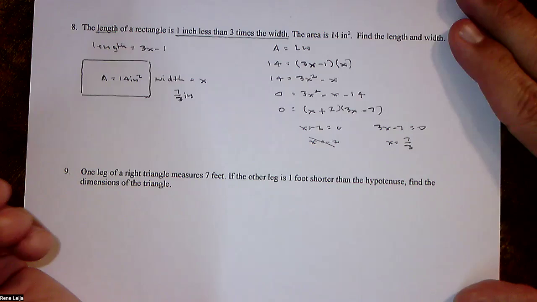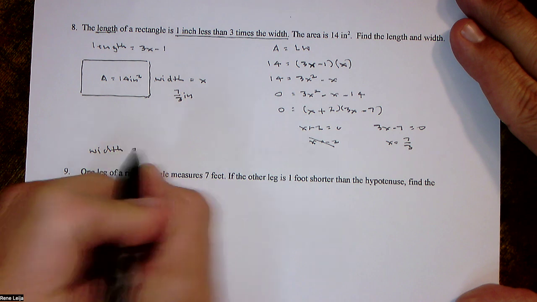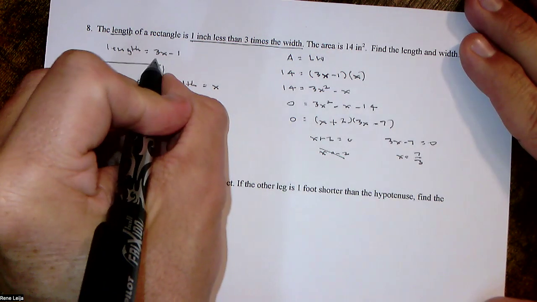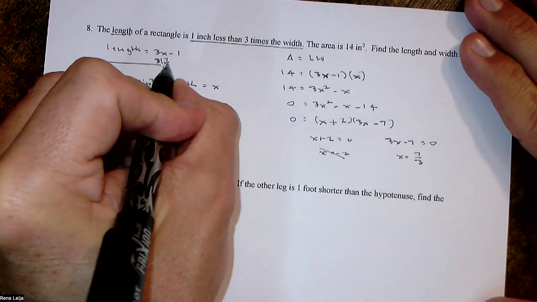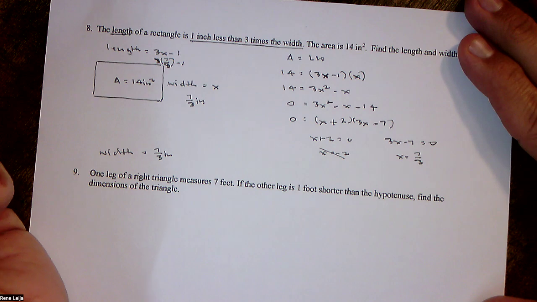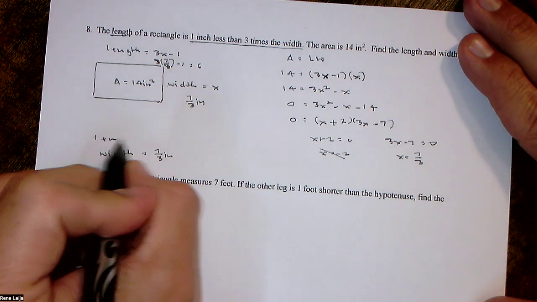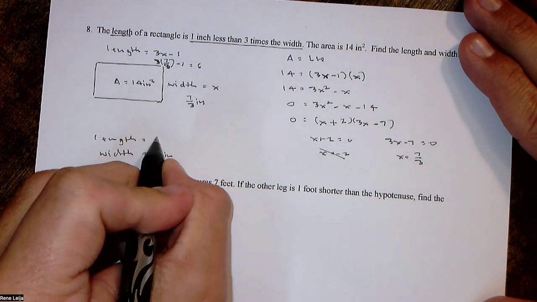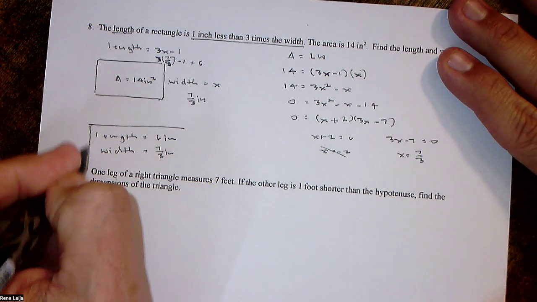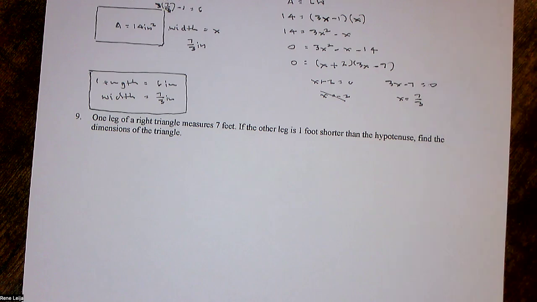Now I have to find the length. So the width is 7/3 inches. So I'm just going to plug the 7/3 in. Now don't panic, because look what happens to these 3's. They knock out. So 7 minus 1 is just 6. So that means that the length is 6 inches and the width has to be 7/3 inches. Okay. That's it. That's how that works.